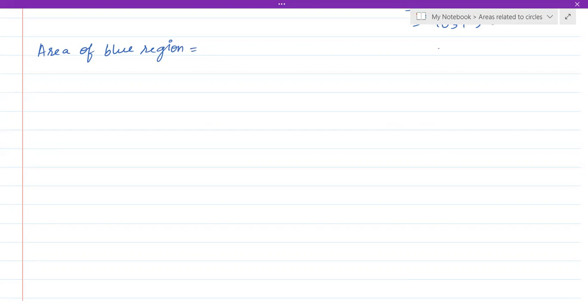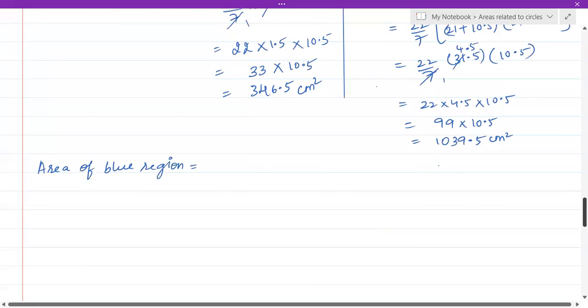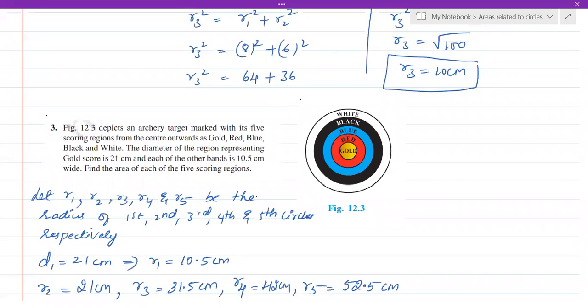Okay. Now look at the figure. If you want to find the area of the blue region, let's take this as the third circle, the second circle, and inside we have got another circle. Let's forget that for the time being. So this is the blue region, and the inside one is red plus gold, isn't it? So let me draw that also. This is gold and this is red. Red plus gold is the area of the second circle, isn't it?